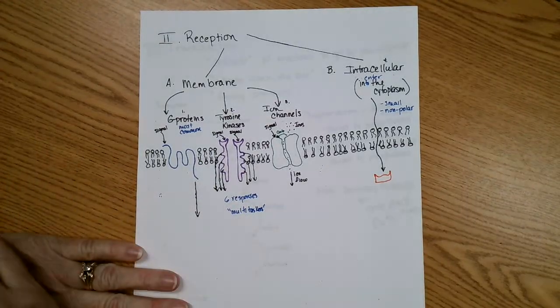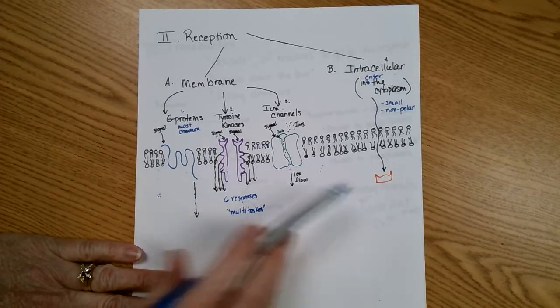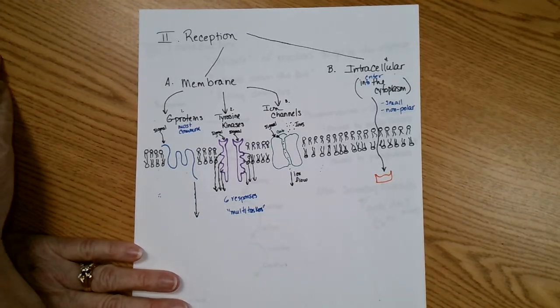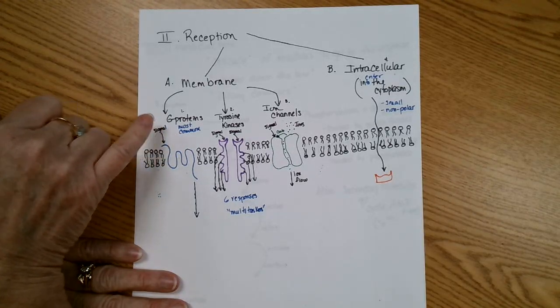Okay. So there are four types of receptors. Three of them are in the membrane. One's then deep within the cytoplasm. And that's it for reception. But we are going to go into detail in the next video on G proteins.